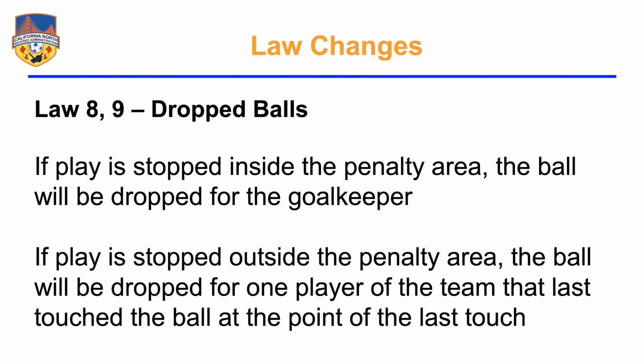So whoever last touched the ball, they're going to get the ball unchallenged, dropped for them. The normal drop ball procedure is in place. You drop the ball for them, it has to touch the ground, and then they can play. There still has to be 2 touches of the ball before it's scored, but we just want to drop the ball for the team who last touched the ball at the point where they last touched it.